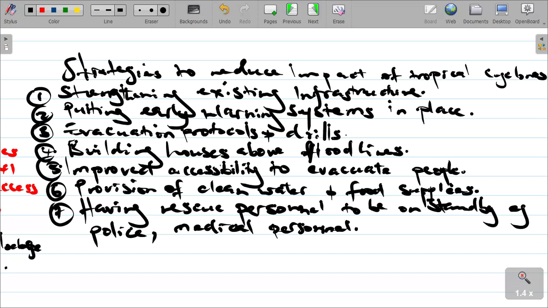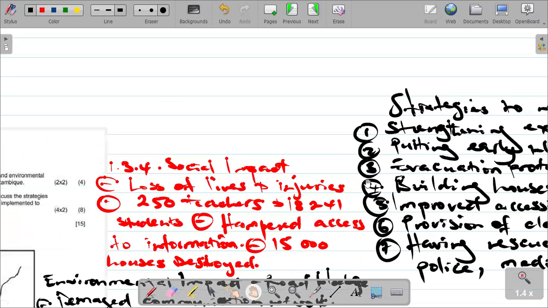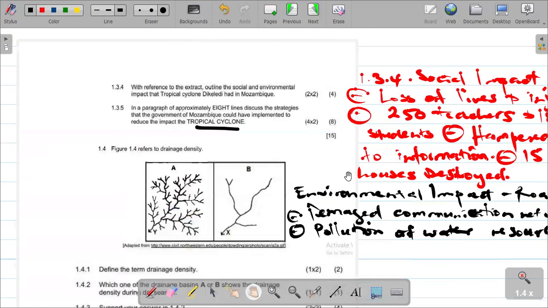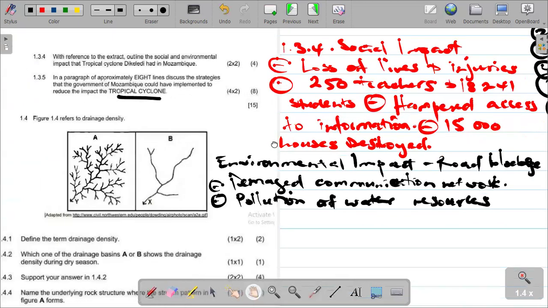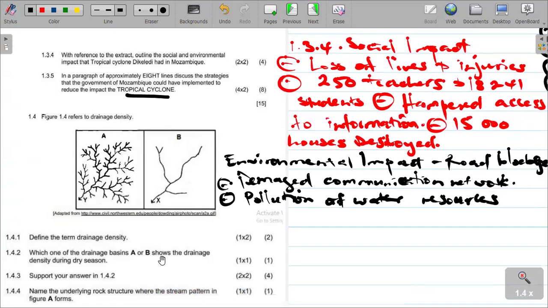And then lastly, I might also want to mention the issue of stocking up emergency supplies and necessities. Stocking up emergency supplies and necessities would also lessen the problems which might arise when people are affected by tropical cyclones. So those are some of the points that you need to look at and should consider when it comes to questions such as those ones. And then we have our next question, which is now question 1.41.